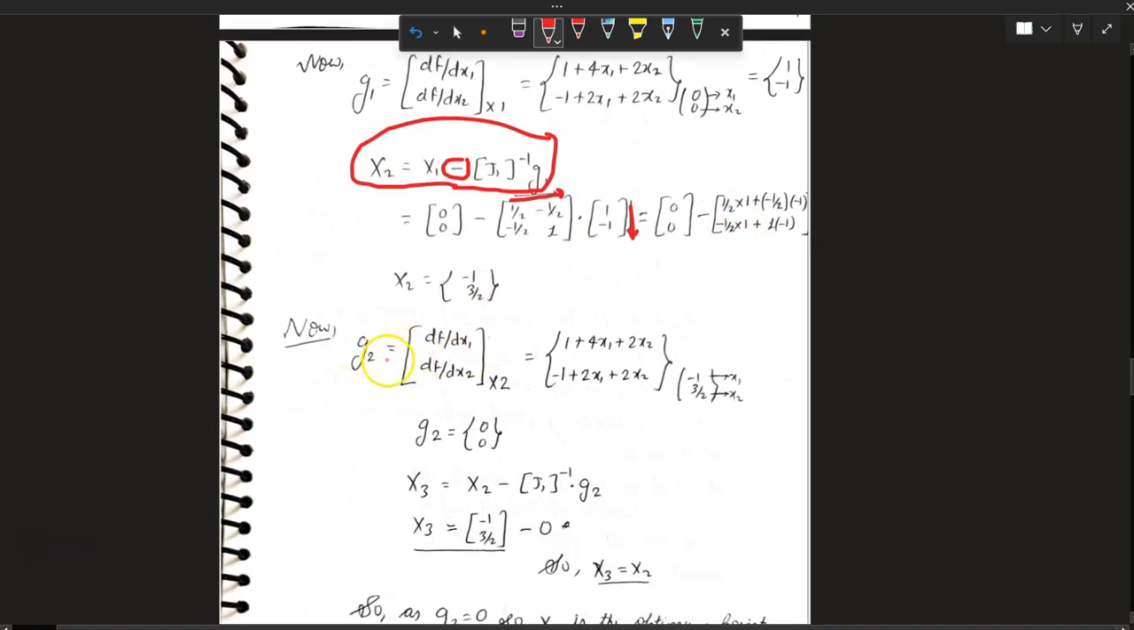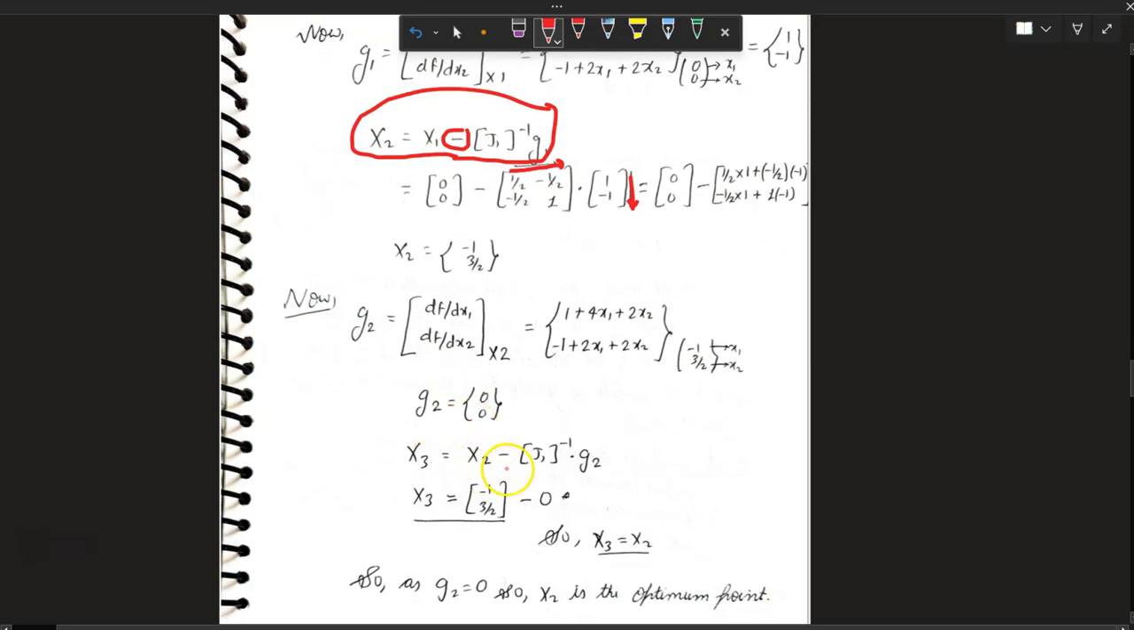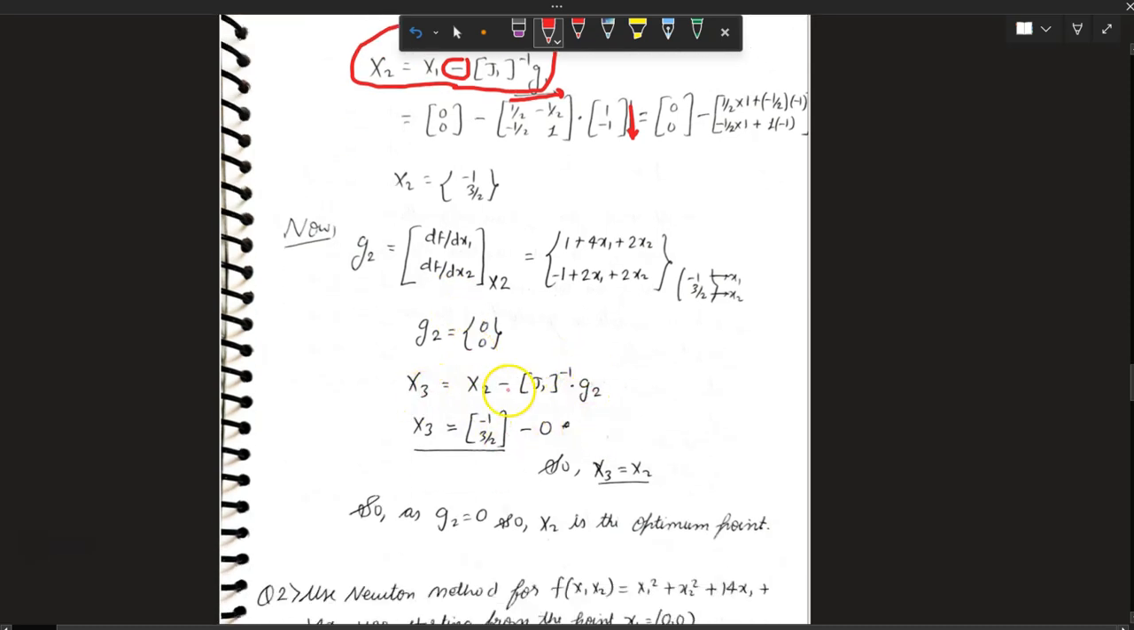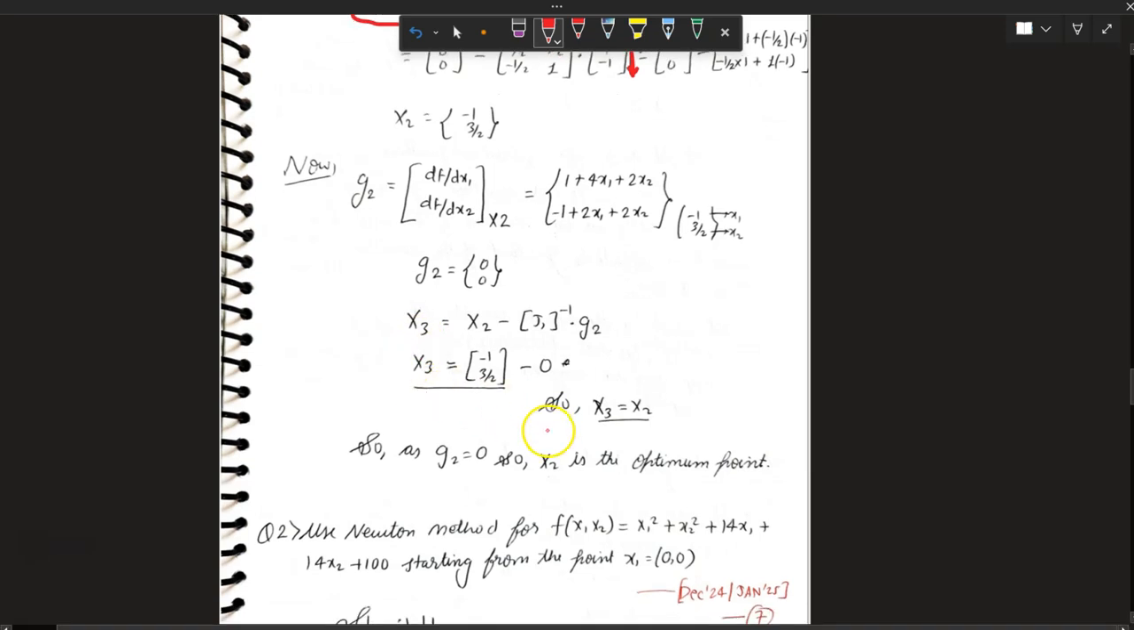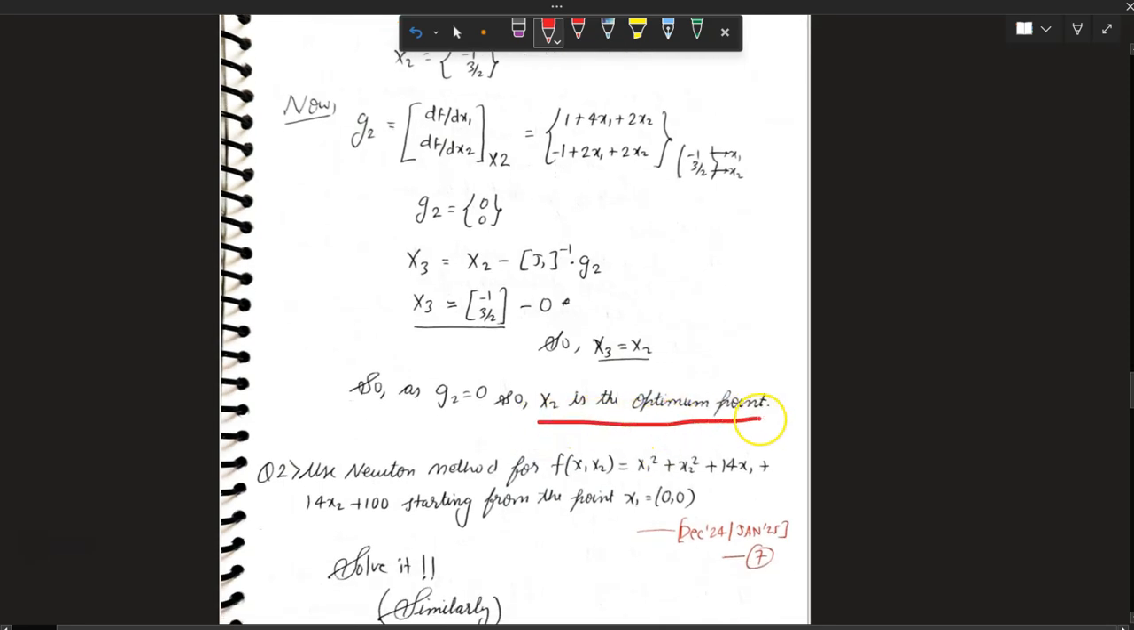Now find G2. How can you find G2? At x2, put all the values here, you will find G2. Now find x3 is equal to x2 minus the same procedure. Now you can see x3 is equal to x2, because if you do Jacobian inverse into G2, G2 here is 0 0, so it will also become 0, so you will get the value of x2 only here. When you get the value of x2 the same as x3, then it is the optimum point. So x2 is the optimum point. This is the answer for this question.